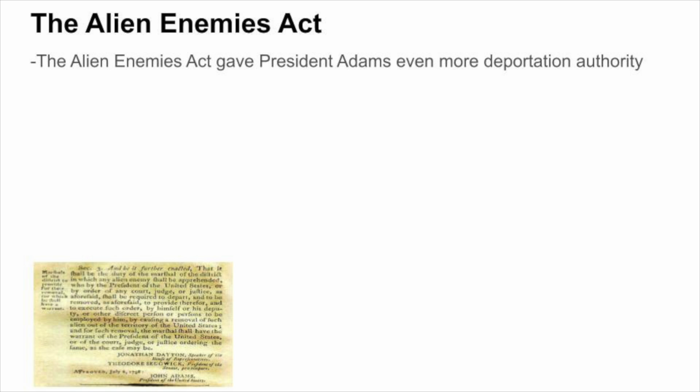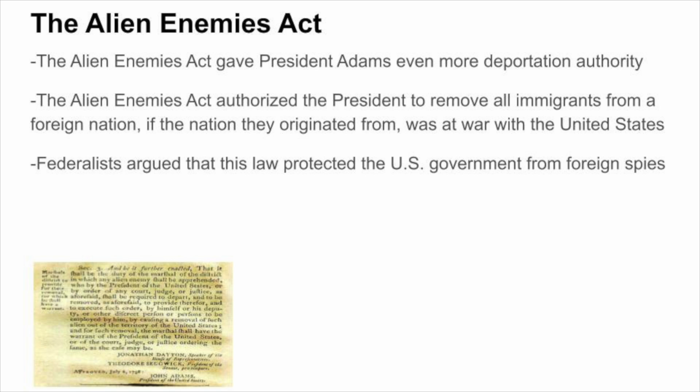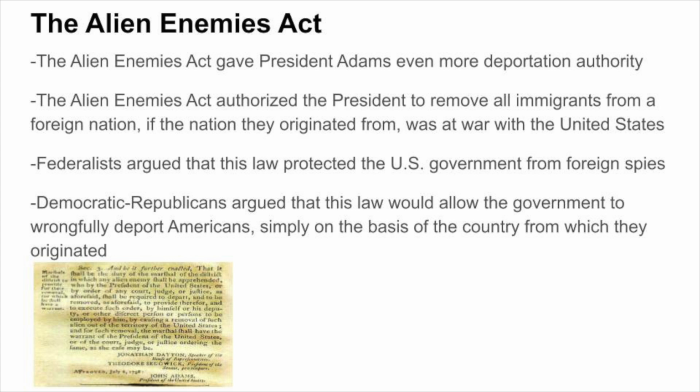The Alien Enemies Act gave President Adams even more deportation authority. The Alien Enemies Act authorized the president to remove all immigrants from a foreign nation if the nation they originated from was at war with the United States. Federalists argued that this law protected the U.S. government from foreign spies, while Democratic Republicans argued that this law would allow the government to wrongfully deport Americans simply on the basis of the country from which they originated.